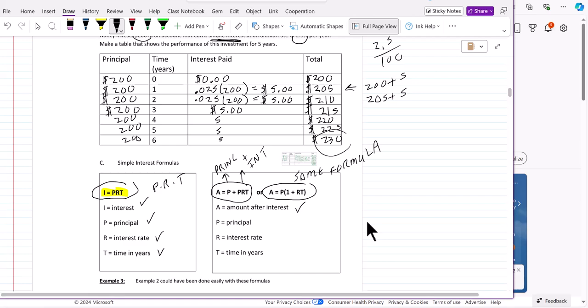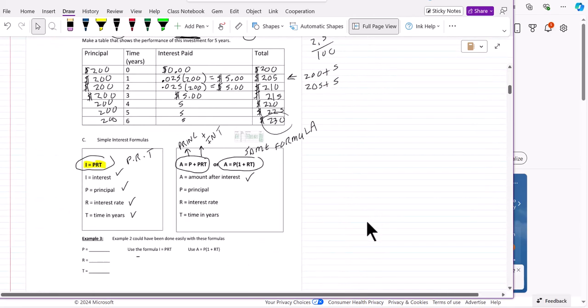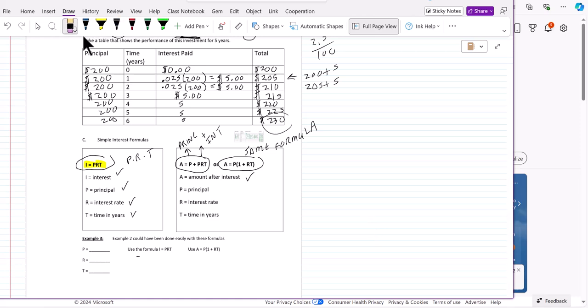So let's go down to example 3 and I'll show you how we could do the problem that we just did with these formulas. Okay, so in the example I did, what was the principal on that chart, that table up there? That was what? $200. Okay, so you want to write down that that's $200. What was the interest rate on this thing again? I think that was 2.5%. Now the time is going to be 6. We're going to go ahead and use the 6 years on that like that then.